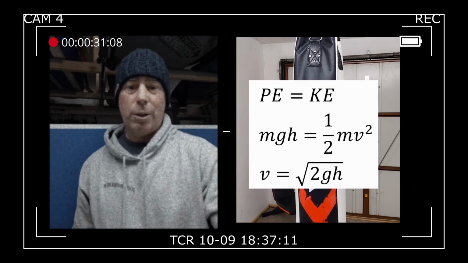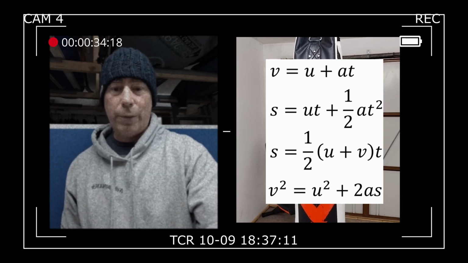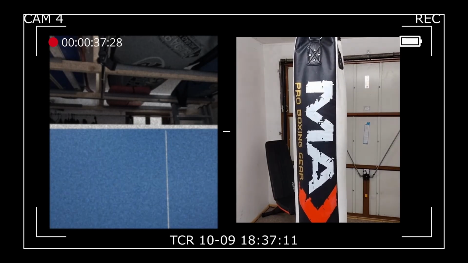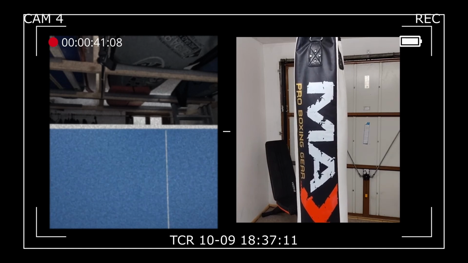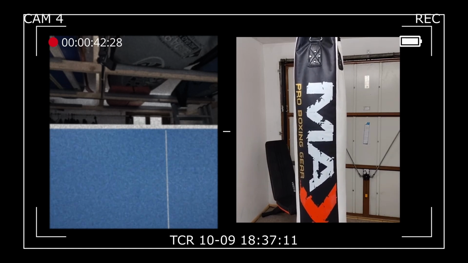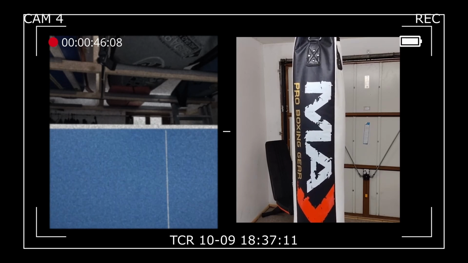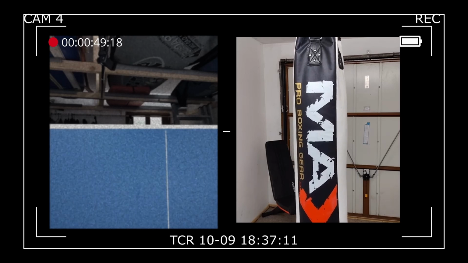Okay, so first thing I'm going to do is hit the punch bag, just because it's fun. Right, so I'm going to strike the punch bag and I'm going to see how far it rises, and hopefully from that I'll be able to work out energy transfer and ultimately work out the power of the punch. So here goes.